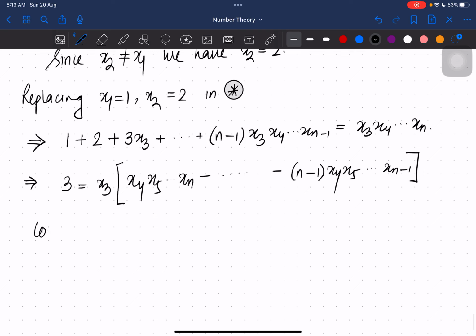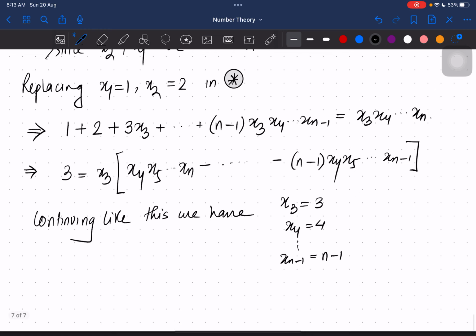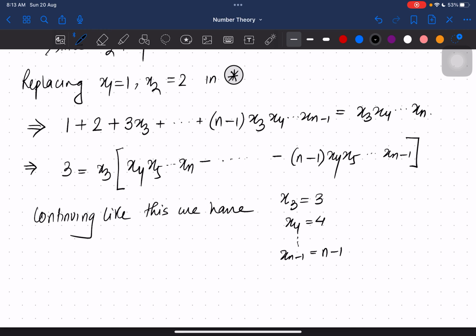So continuing this procedure, x3 equals 3, x4 is 4 and so on. So xn minus 1 is n minus 1, and the last step is, so we have substituted all the values up to xn minus 1, only xn is left. So only that n minus 1 is left, and you have that equal to n minus 1. So this will imply xn is n.